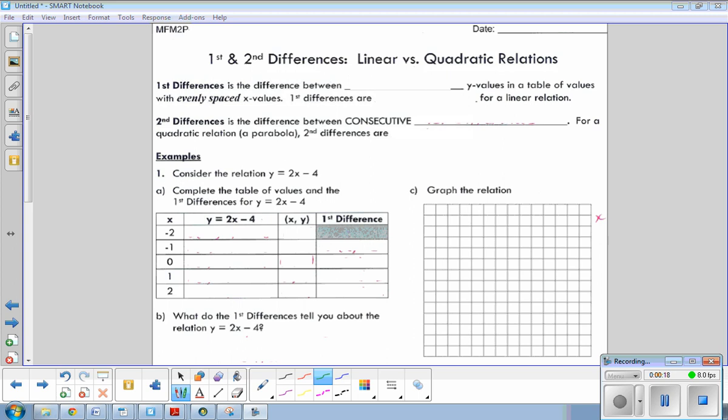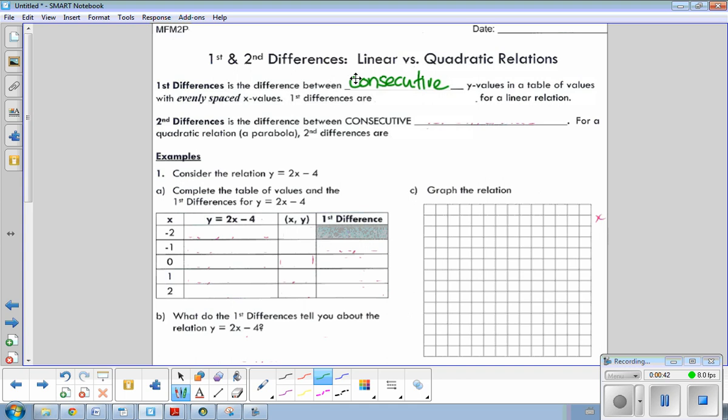So first differences are the difference between consecutive y values. So that's the first blank to fill in. Consecutive means one after the other. So the order that the table is written in is important. And it's also important that we're talking about a table of values with evenly spaced x values.